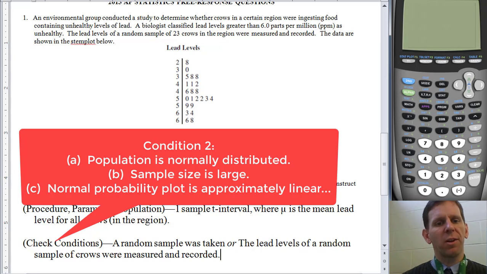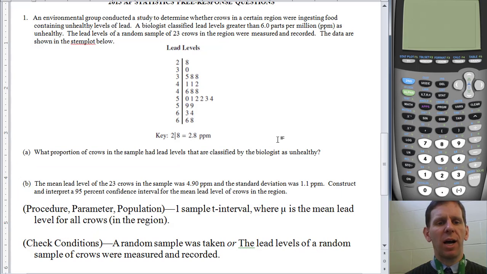So part 2, do we have a large sample size? 23 crows, it's not bigger than 30. Not a large sample size. Option 3, take a look at the graph. Now you could plug these numbers into a normal probability plot. However, the numbers are already graphed. They're graphed on a stem plot.